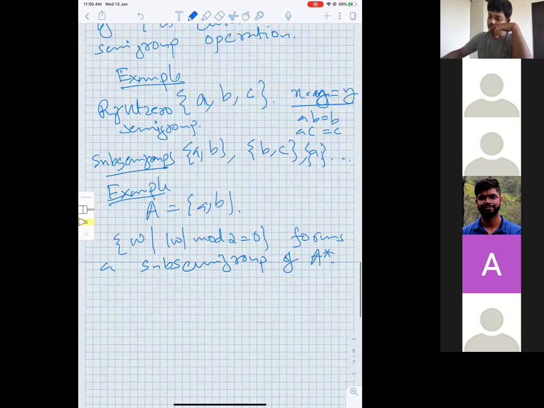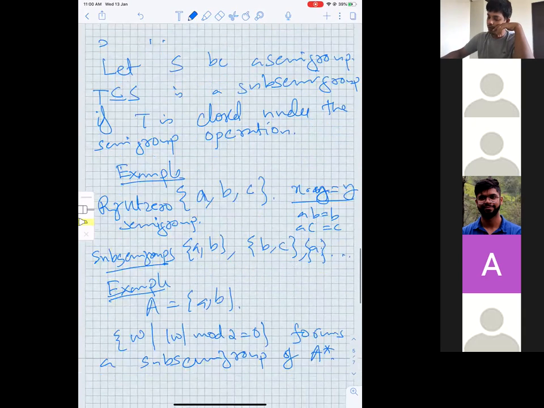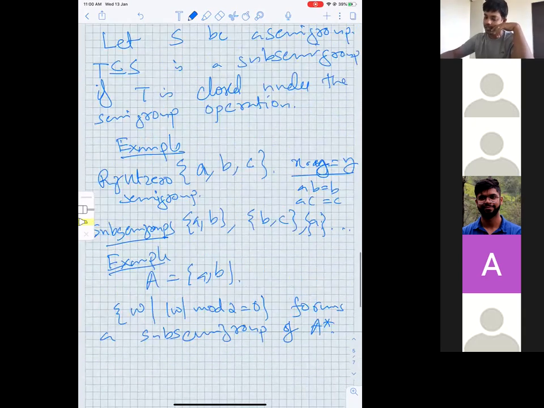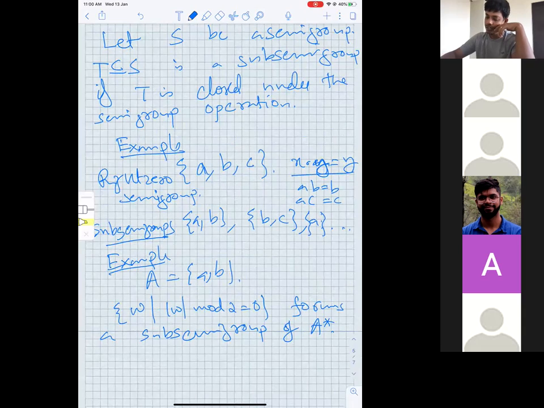So this is what is a subsemigroup, and what is a submonoid if the identity is also there. Okay, so if S is a monoid and T is a subset of S, you say T is a submonoid of the monoid S if T is closed under the monoid operation and T has the identity. Okay.